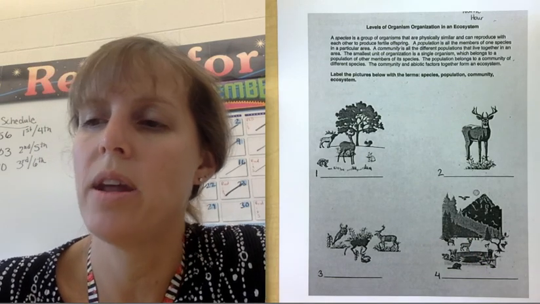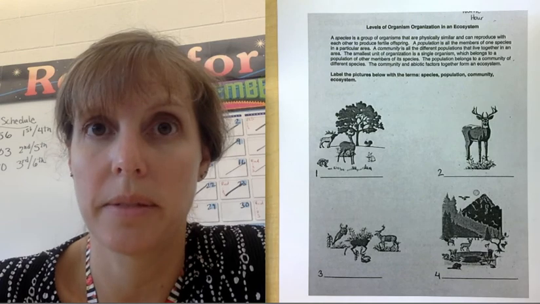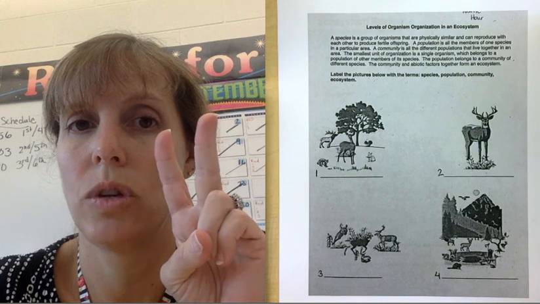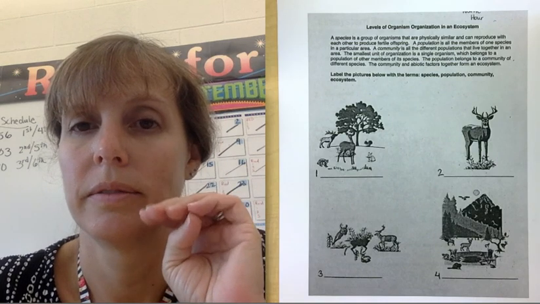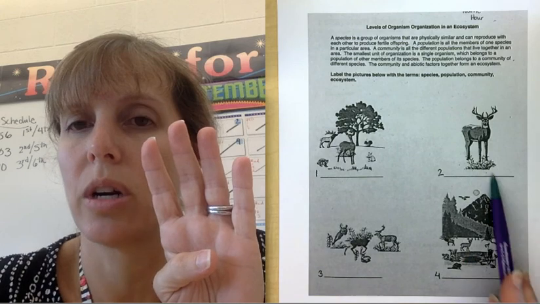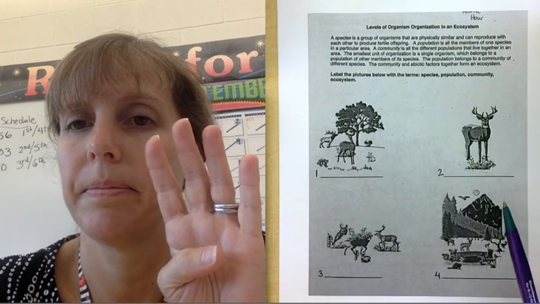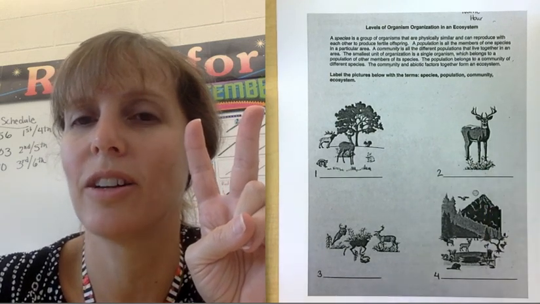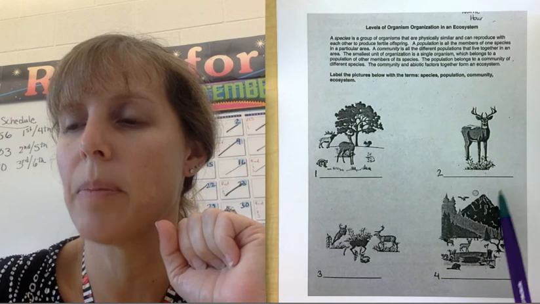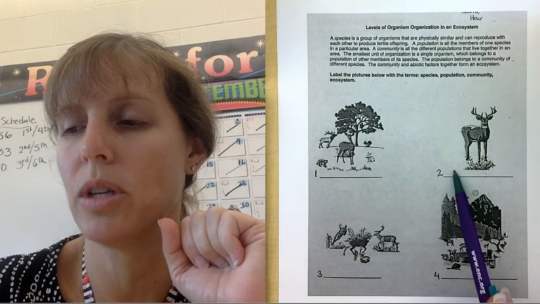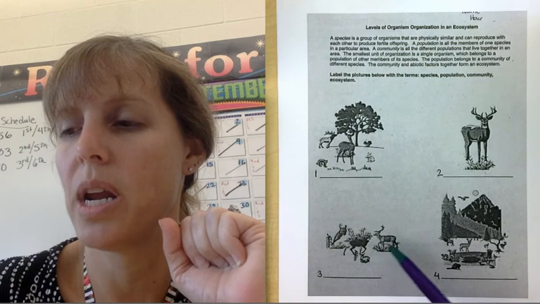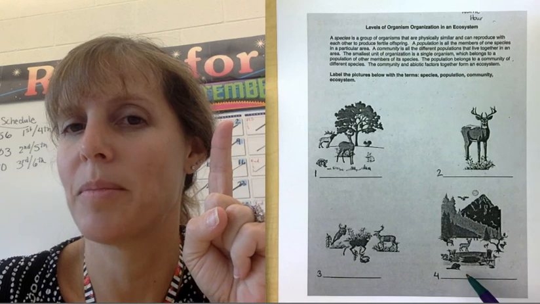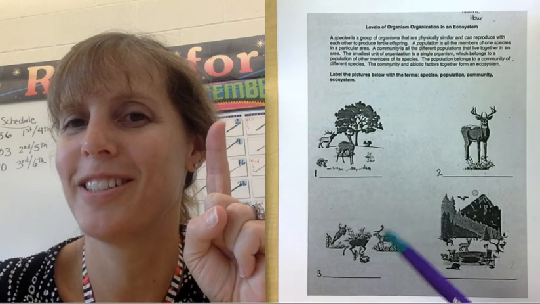So which one do you think is a species? What do you think? Put up 1, 2, 3, 4. Which one do you think, which picture represents a species? All right, if you put up number two, you're correct. Good job. All right, which one do you think represents a population? So it can't be number two. So it's either one, three, or four. Did you guess number one? You got it. Population is correct.